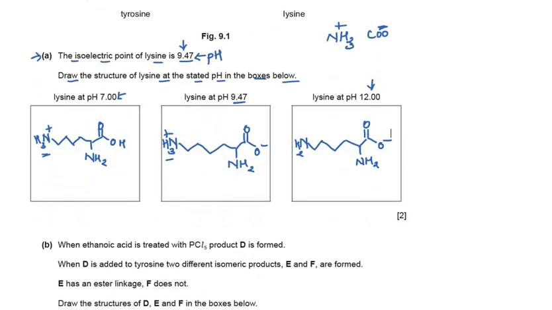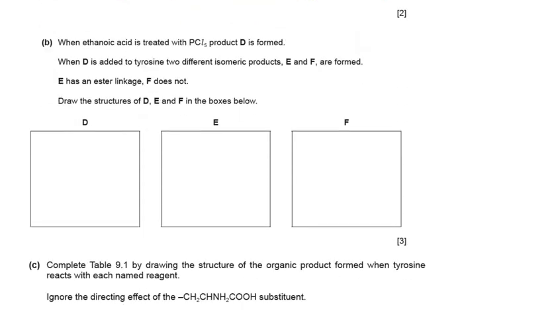After these structures, what comes up next is: when ethanoic acid is treated with PCl5, product D is formed. When D is added to tyrosine, two different isomeric products E and F are formed. E and F are isomers of each other. E has an ester linkage and F does not have the ester linkage. Draw the structure of D, E and F in the boxes below.